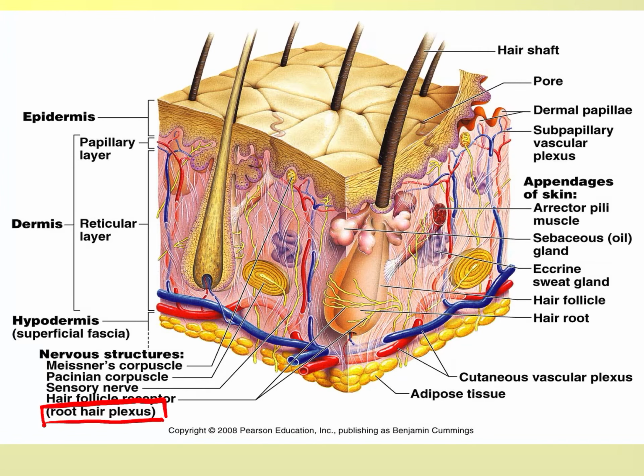And this is a kind of nerve ending, you can see where it's pointing to, that is going to wrap around the bulb of your hair follicle, and it can detect the direction of hair movement. It can basically tell you if someone's touching your hair, if there's wind blowing through your hair. So that's the root hair plexus. That's the nerve fibers at the base of your hair.